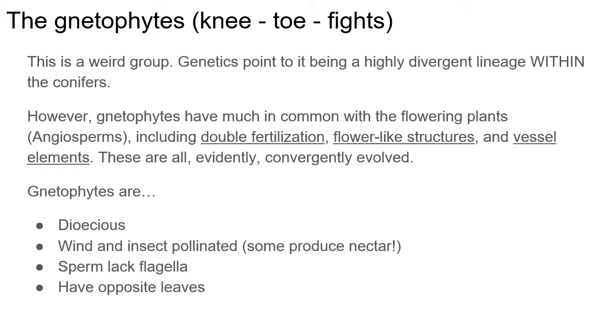Gnetophytes are dioecious, so again, they're going to have male and female plants. They're both wind and insect pollinated, and some even produce nectar, which is something you would find in flowers in the Angiosperms. Their sperm lack flagella, and they have opposite leaves. And this is, I think, one of the most distinctive characteristics of this group. You don't see opposite leaves too often in many plants. When you do find opposite leaves, like in the mints or in maples, it's a very distinct characteristic. So I tend to lean toward that one for their identification.